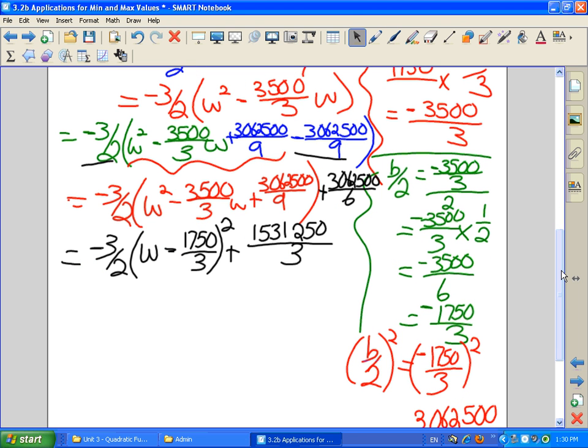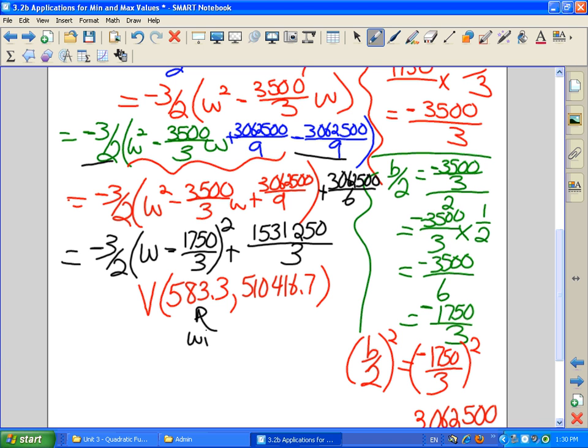So now that you've completed it, change your vertex into decimals, because if you do decimals too early in the problem, ladies and gentlemen, you're going to reduce the accuracy. So let's take a look. It's going to be 583.3, which is the x coordinate of your vertex, and your y coordinate is 510,416.7. Just remember, guys, when you have a fencing question, this is the width, which is your x component, and this is your maximum area.